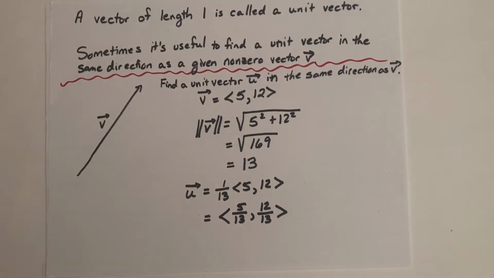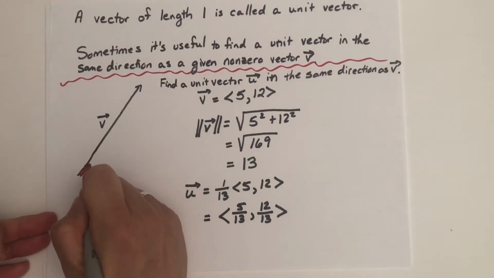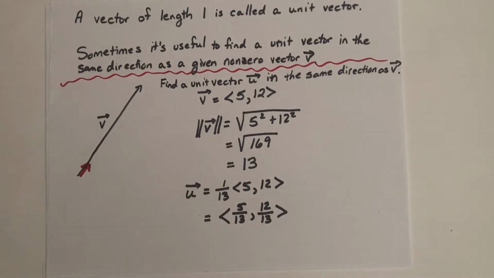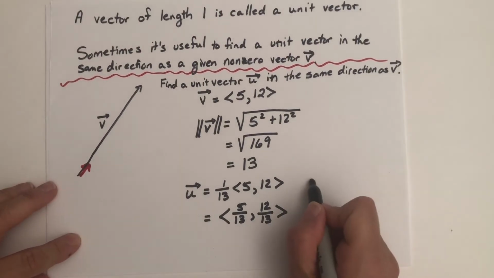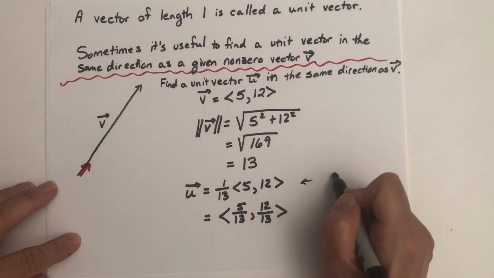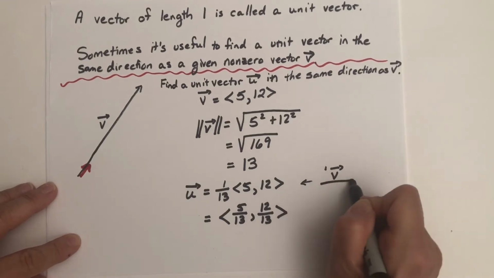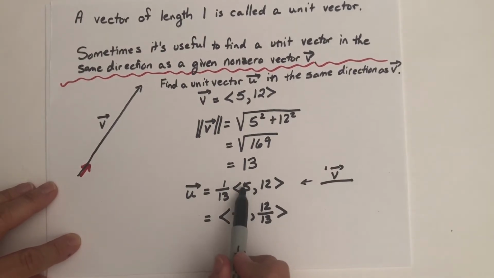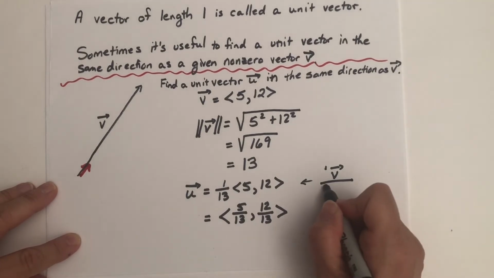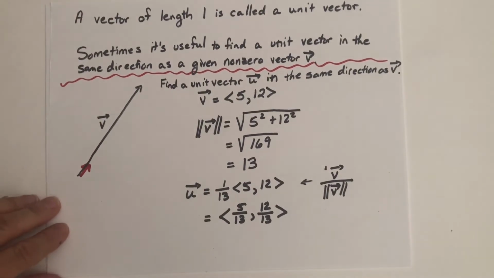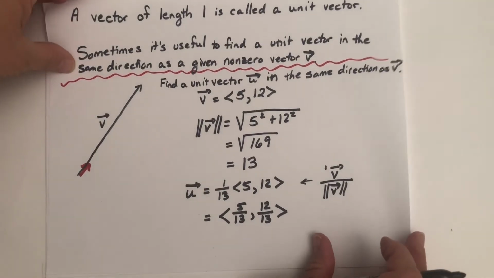So it's just like this. And it would be this vector, 1/13 as long as this particular vector. Notice another way of looking at this right here is it's the vector v divided by the magnitude. We have this 5, 12 as the vector v, and we're dividing it by the magnitude to make it be length 1. Let's see that written out a little more formally right here.